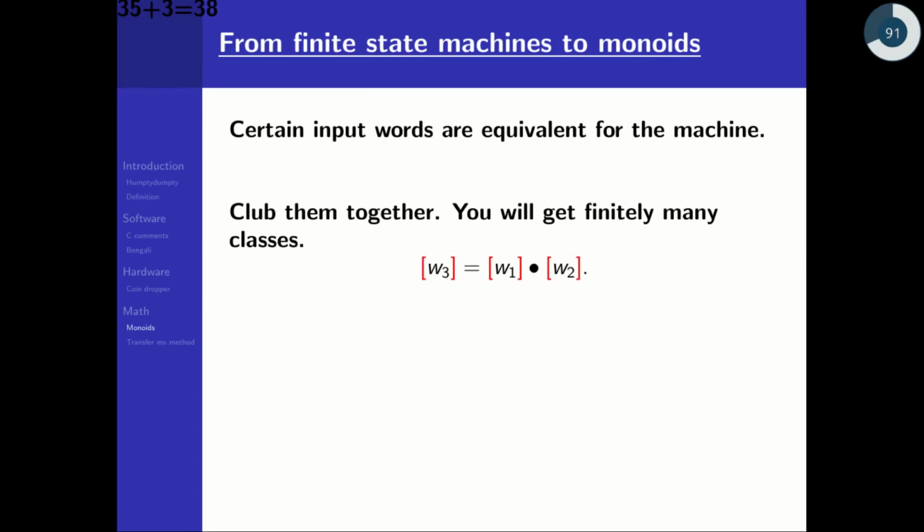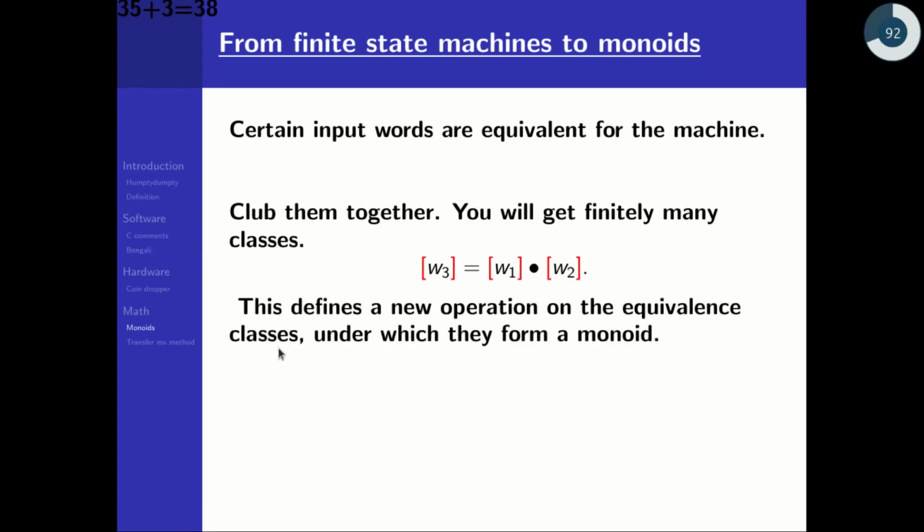As a result, I might say that the equivalence class of W1 concatenated with the equivalence class of W2 gives you the equivalence class of W3. So this defines a new operation on the equivalence classes, and it is pretty straightforward to check that under this they form a monoid, where the equivalence class of the empty input string serves the role of the identity.